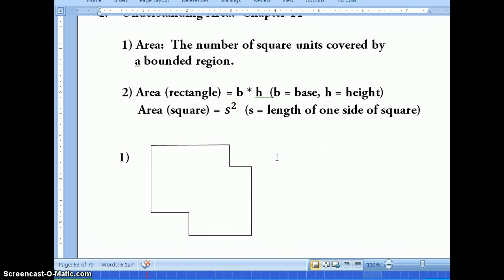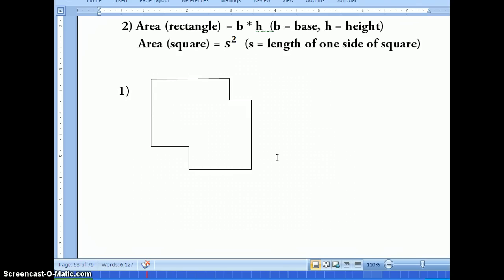This is problem number 1 from the section, and I'm going to fill this in for you. There are several ways to do this problem. One way is called the divide and conquer method. With divide and conquer, they take the shape and form several triangles, rectangles, whatever they're trying to do here. I just formed 3 rectangles. I'm going to call this rectangle number 1, rectangle number 2, and rectangle number 3.